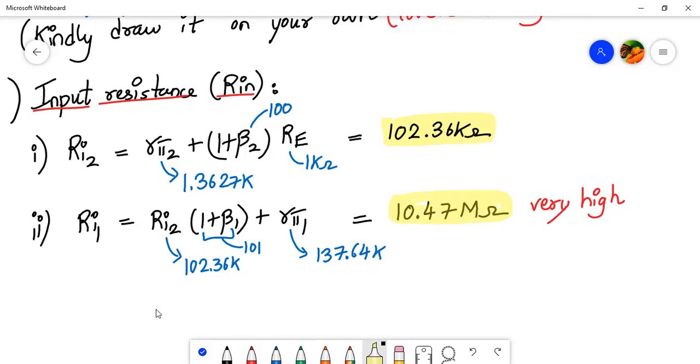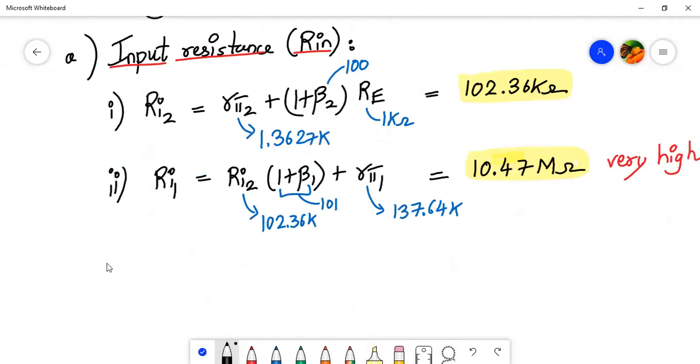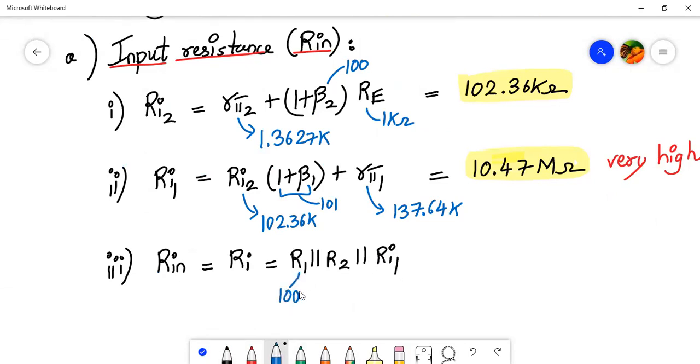10.47 is a very high value of resistance. Next, we calculate the value of RI, that is same as RN in our case. So RN, which is equal to RI, will be equal to R1 parallel to R2 parallel to RI1. So R1 is around 100K, R2 is around 50K. I think their combination was 33.33 value. And this is around 10.47 mega. So if you plug in all the values in the calculator, your RN will be significantly dropping.